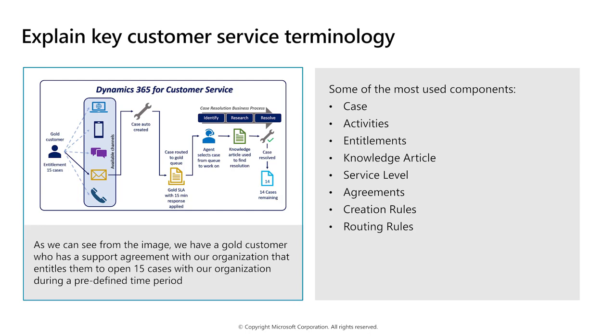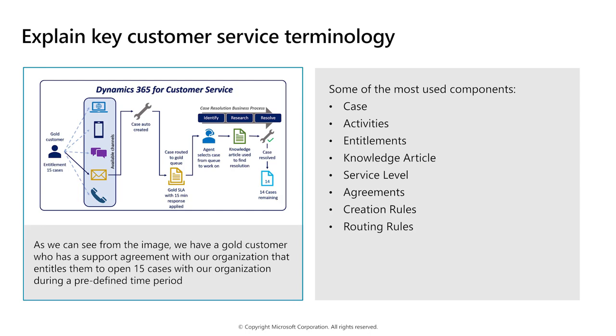So to better serve customers, as the email is received by the system, case creation rules examine the email to identify who it came from and examine the content of the email to create a case record for the customer in the customer service application. After a case record is created, routing rules then examine criteria on the case to automatically route the case to the most appropriate queue. So in our example, because it's a gold customer, it would route the case to a dedicated gold queue for cases that are submitted by gold customers.